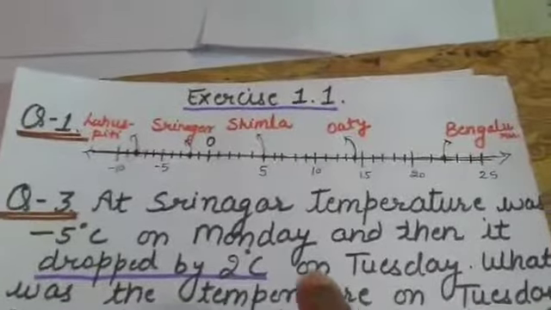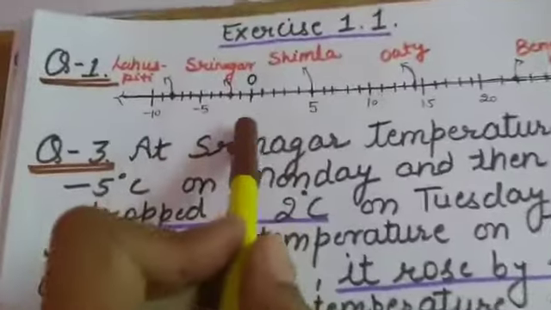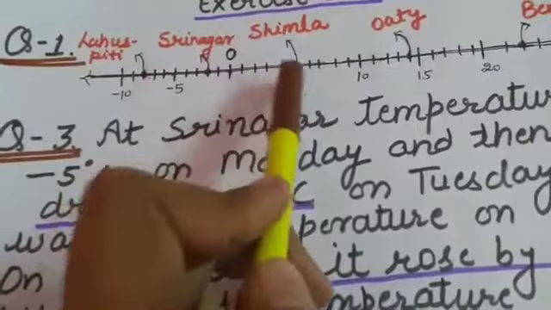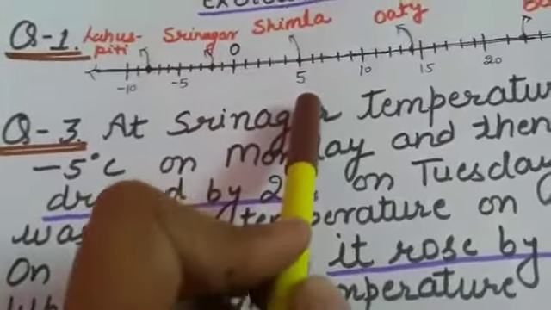So let us discuss. Here we have 0 in the middle. This is our 0. To the right of 0 we have the positive signs, and to the left of 0 we have the negative signs. So here is 0. To the right this is 1, 2, 3, 4, 5. So at Shimla we have 5 degree Celsius temperature.